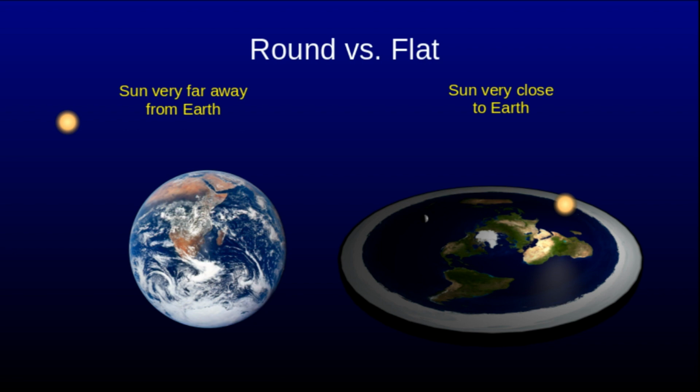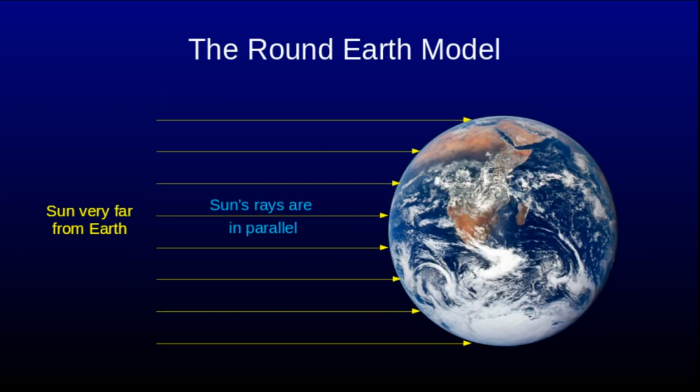When it comes to the shape of the Earth, there is the standard model where the Earth is spherical and the Sun is very far away from the Earth. There is also the disc-shaped flat Earth, and in this case the Sun is very close to the Earth. But these are not the most important differences.